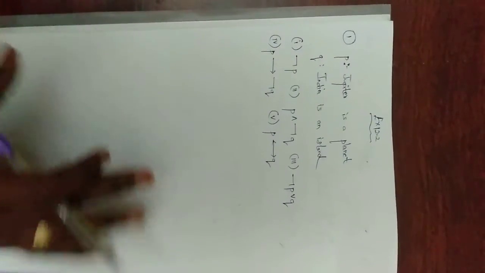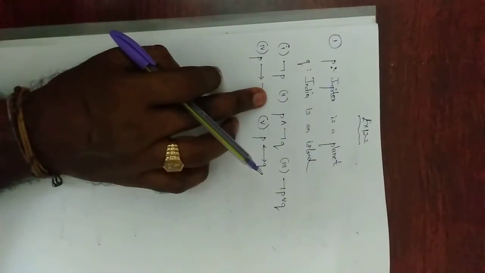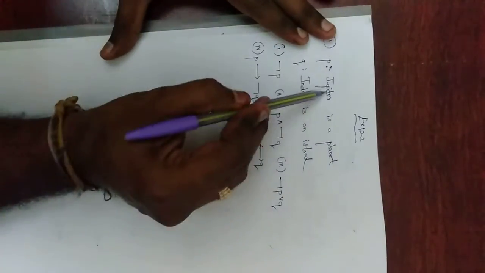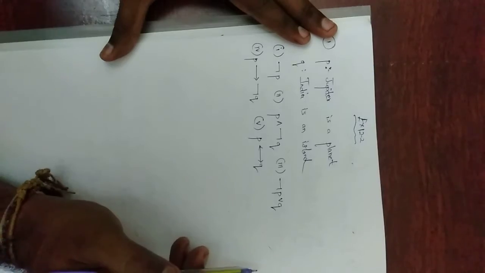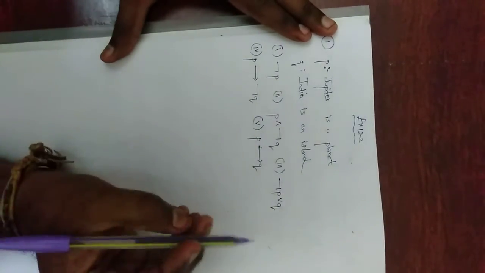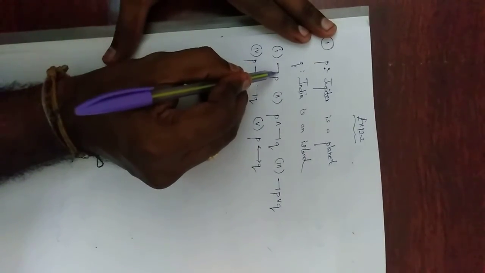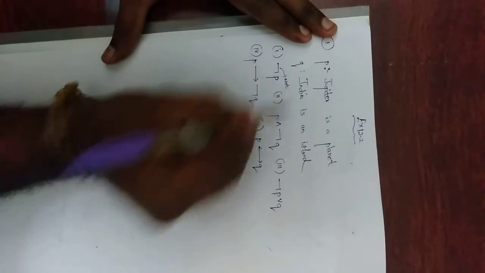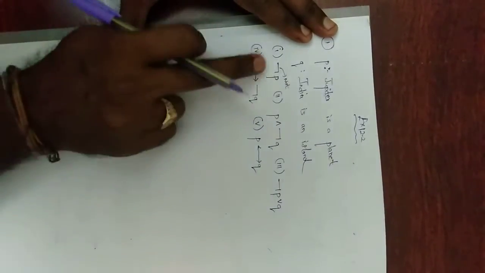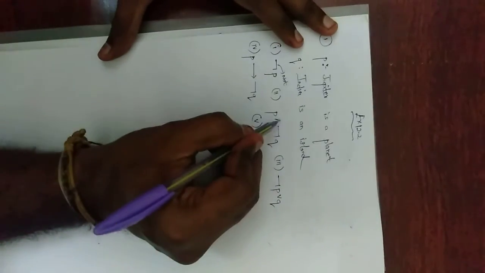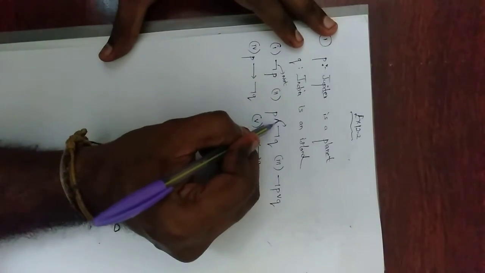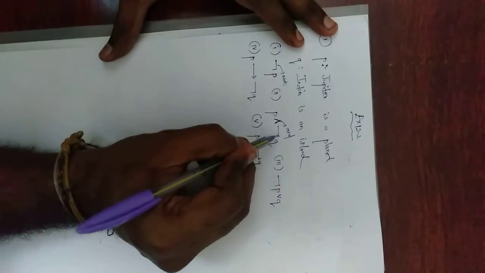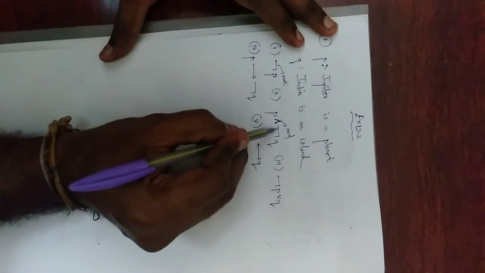First sum, exercise 12.2. What is the first sum they have given here? Very easy. P: Jupiter is a planet. Q: India is an island. First I want to write negation of P. Negation is nothing but I want to use not. This symbol is called conjunction, I want to use and. Then I should use negation of Q.